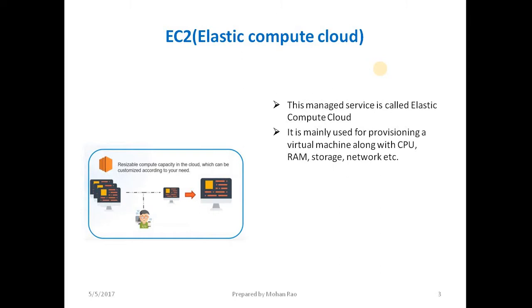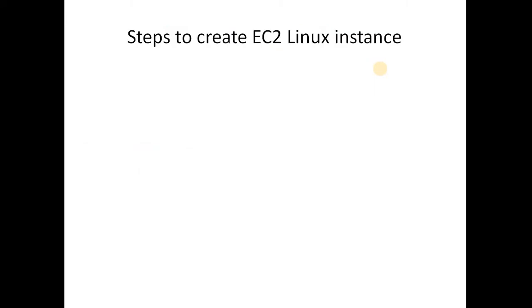You can choose your operating system, your network, your storage, etc. That's why it is a resizable compute capacity in the cloud. You can customize according to your need. Let us see the steps to create EC2 Linux instance. First step, we need to choose AMI. AMI stands for Amazon Machine Image, which is a template which consists of operating system, application server, and application.